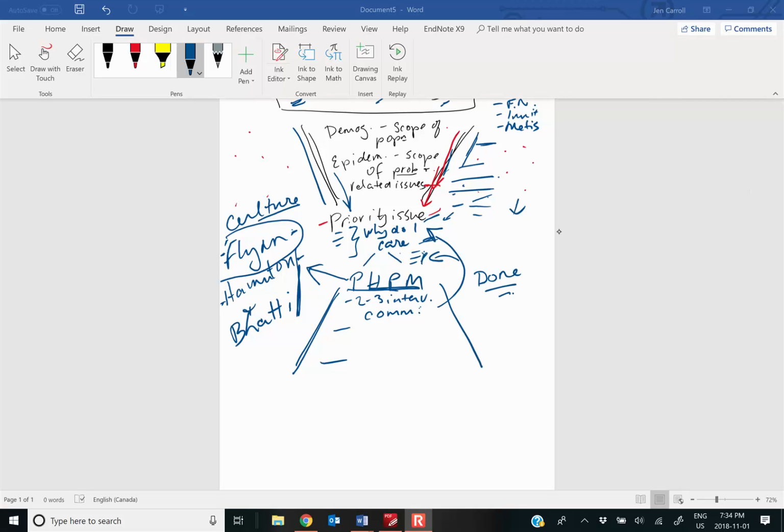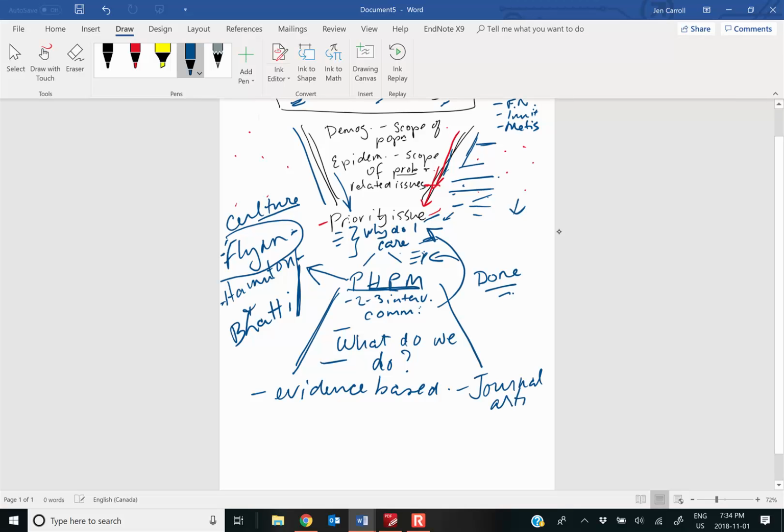Okay, so these interventions are going to basically answer the question, what do we do? And for these, you needed to have evidence-based sources. A number of folks used journal articles. That's great. Journal articles are great because they're peer-reviewed. A number of you used government documents. They're also fine, but they're what's called gray literature.